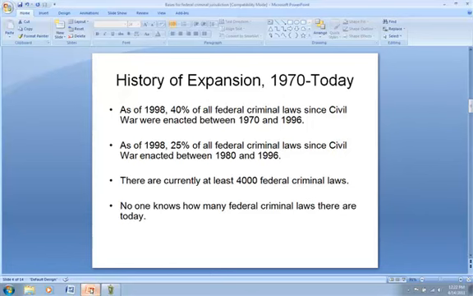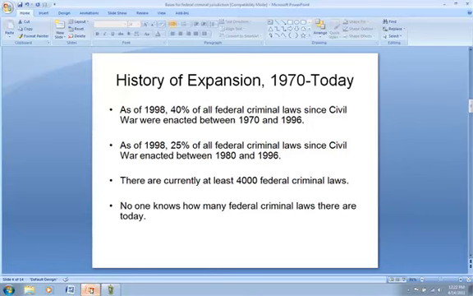And just to give you an example, some statistics are listed here. So in the 25-year period between 1970 and 1996, 40% of all federal criminal laws were enacted. So we see a very vast expansion of federal criminal law in that 25-year period. And in fact, if you limit it to the 15-year period between 1980 and 1996, 15% of all federal criminal laws were enacted. So huge momentum towards enactment of federal criminal law.